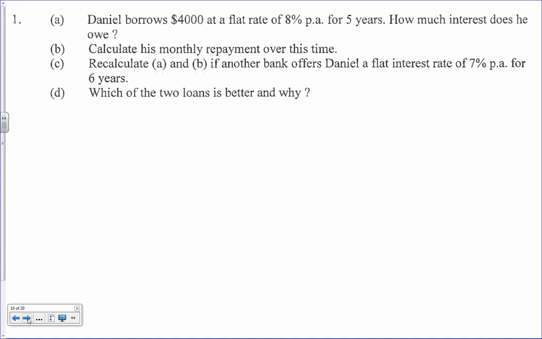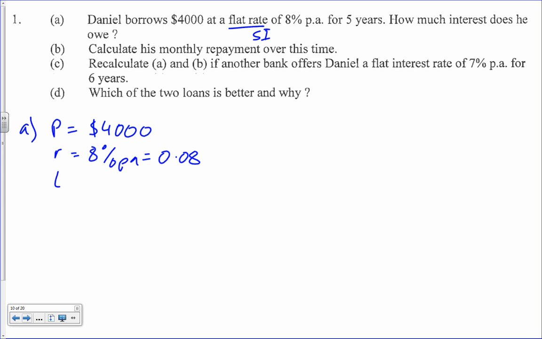So Daniel borrows $4,000 at a flat rate of 8% per annum for 5 years. How much interest does he owe? So key here is flat rate, so we're talking about simple interest. So we write down our facts. So principal is $4,000. Our rate is 8% per annum, which is going to be 0.08, and our time is 5 years. So our formula, I equals PRT, so equals 4,000 times 0.08 times 5.